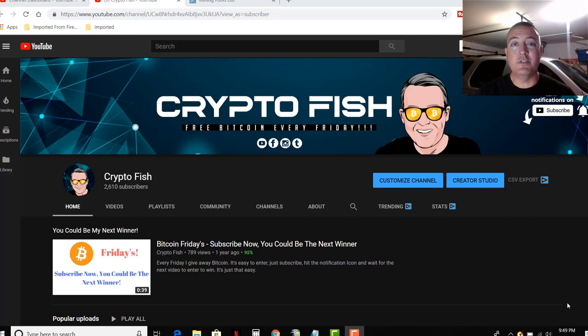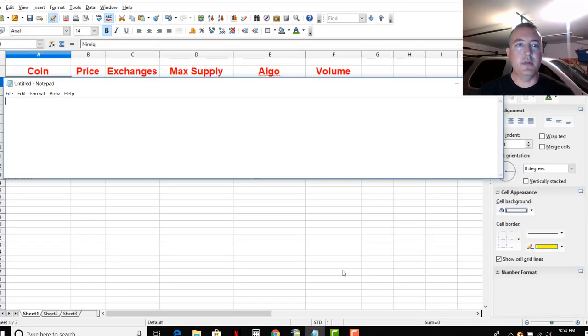All right, so let's jump right in. I'll show you these coins. There's 11 of them, and let's see what they are. All right, so I put together a spreadsheet, as you can see. Everything's blocked out right now, of course. Coin, price of the coin, exchanges, how many exchanges they're on, max supply, algorithm they use, and of course the 24-hour volume, which is what I use to gauge the best coin to mine out there at this point, at least as of making this video.